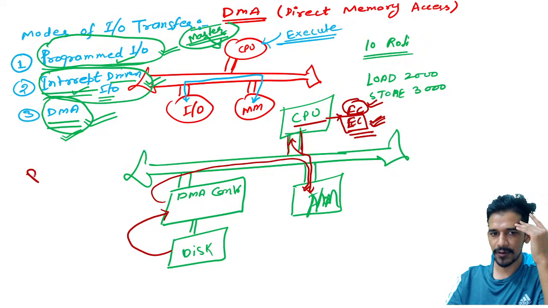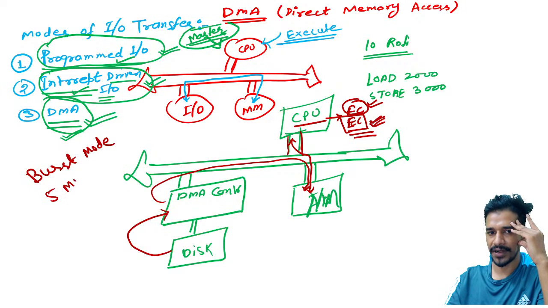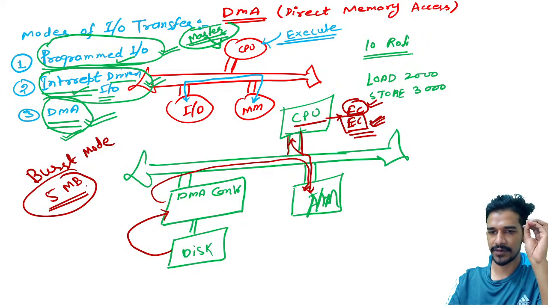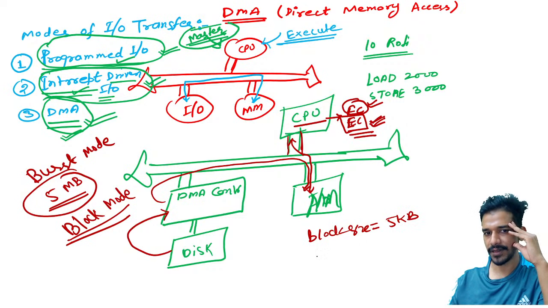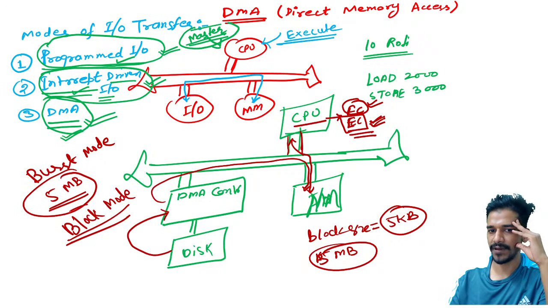Then we have one more mode that is called burst mode. In the burst mode, let us say you want to transfer 5 megabytes of data from disk to main memory, then you will transfer all the data in one shot. Okay, you will transfer the whole data in one shot in the burst mode. Then we have block mode. Block mode means that you will transfer only one block of the disk at one time. Let us say the block size of the disk is 5 kilobytes, and you have to transfer 5 megabytes of data, right? So you can transfer only 5 kilobytes in one cycle. This is called block mode. Block mode means you can transfer one block at one time only.